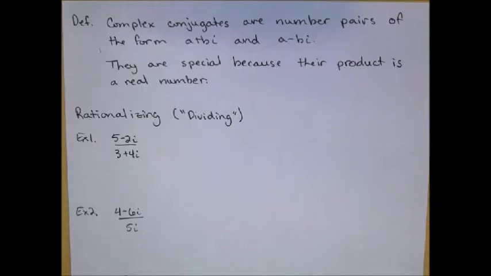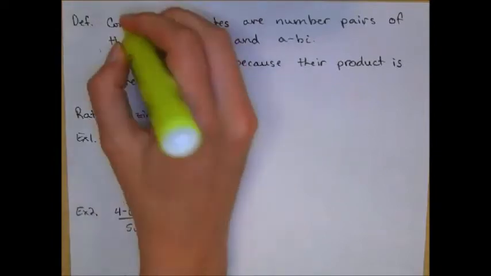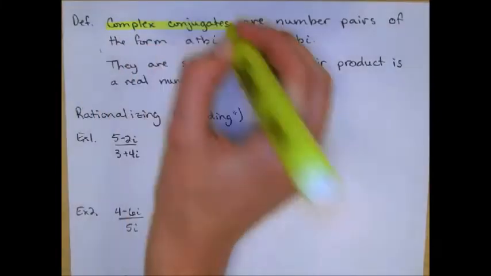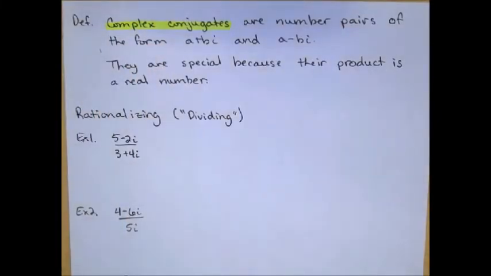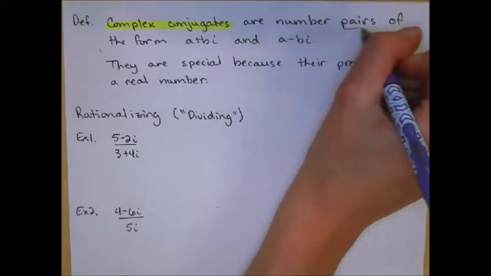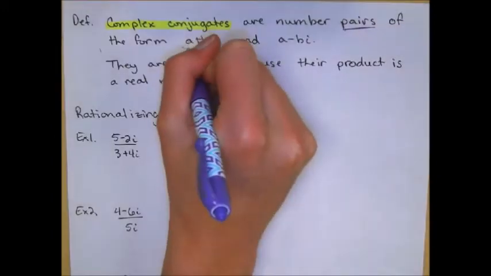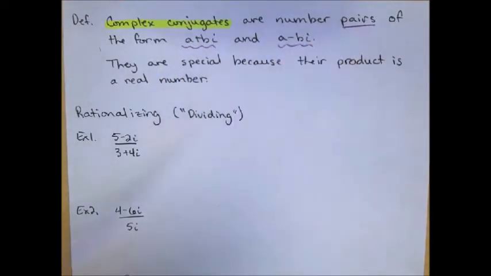We now have our last definition, that of complex conjugates. So complex conjugates are number pairs of the form a plus bi and a minus bi. So note that the conjugates are a pair, where one is a plus bi, one is a minus bi. And they're special because their product is a real number.